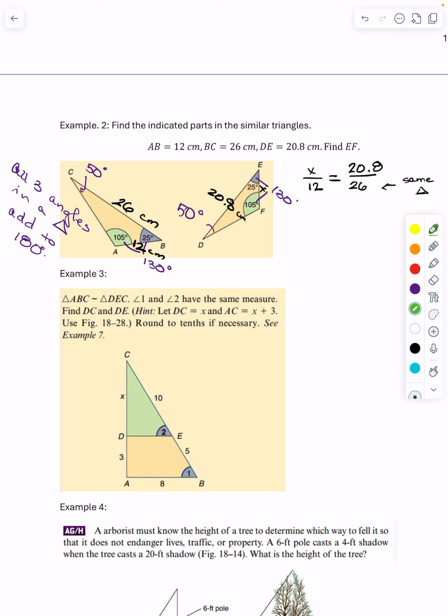If I want to solve for X, I am going to go ahead and multiply both sides by 12. Remember, the goal here is just to get x by itself. So whatever it takes to get rid of on the same side as the x, that's what we're going to do. So now I am multiplying 20.8 times 12. I get 249.6. I'm dividing that by 26, and I get 9.6 centimeters.